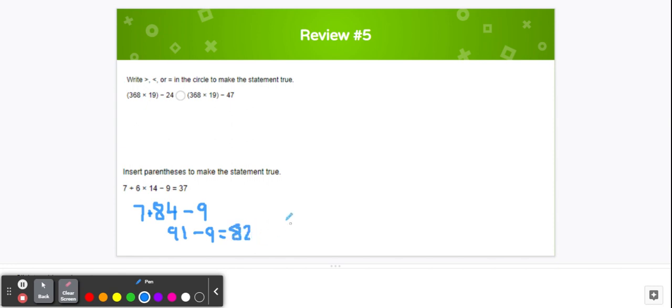So it needs parentheses, needs something to help us, because 82 is not what we want. We want to get to 37. Now, there's a lot of different ways we could do this. You could just start putting parentheses in and see what happens. So let's start at the beginning here. If we put parentheses there, that's telling us we need to do 7 plus 6 first and then multiply by 14. 7 plus 6 is 13 times 14. Okay, I can tell right now that this is going to be too high, right? This is going to be a big number. It's going to be over 100, and I'm only subtracting 9. So that can't be where I put the parentheses.